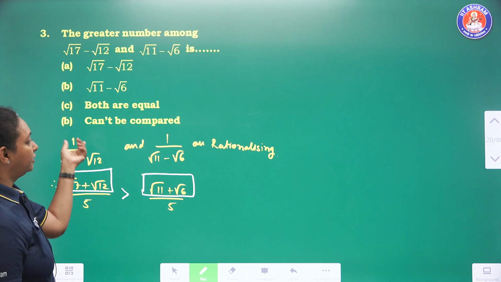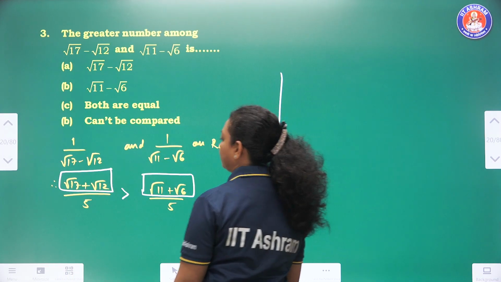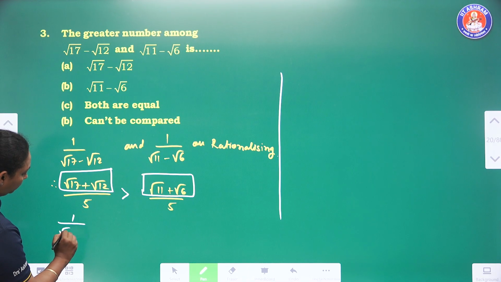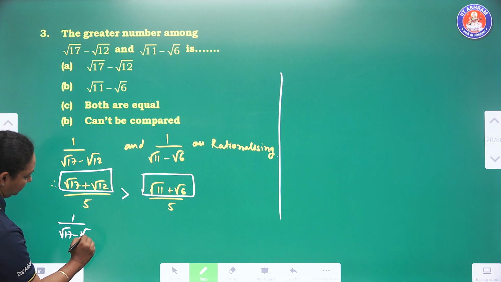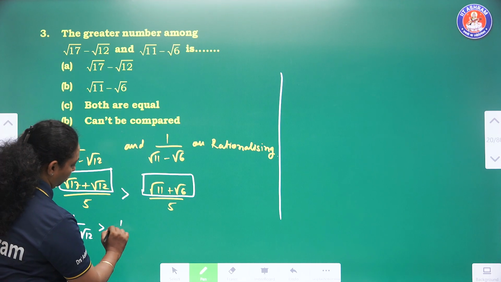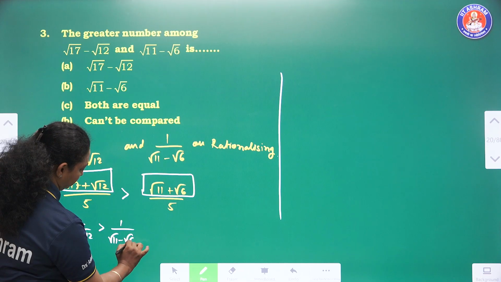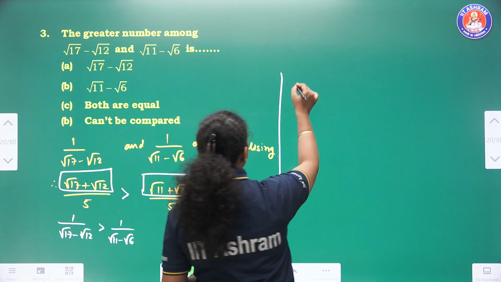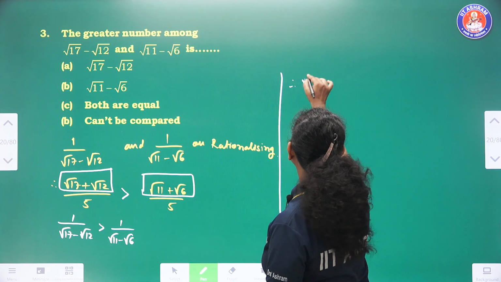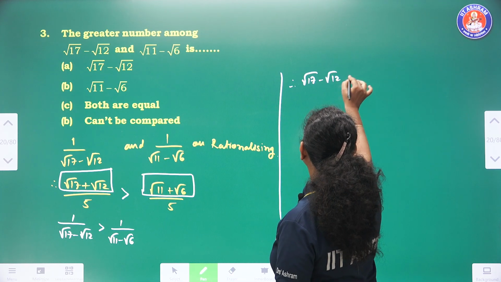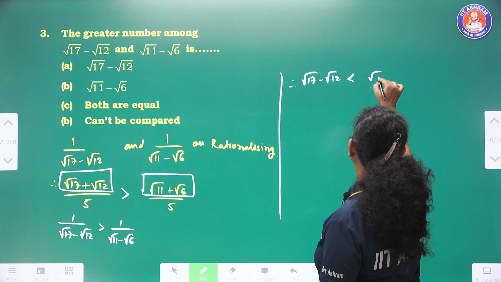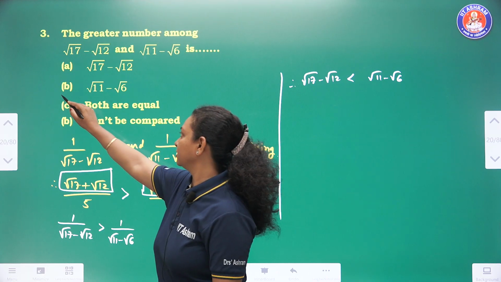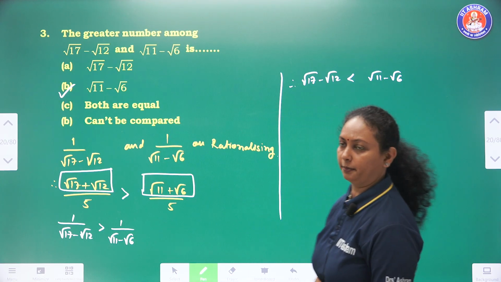But we have compared the inverse of that. It means that 1 upon root 17 minus root 12 is greater than 1 by root 11 minus root 6. So which one is greater? The inverse is greater. So actually, which one is greater? Root 17 minus root 12 is less than root 11 minus root 6. So which one is greater? Root 11 minus root 6. This is the easiest way to compare.